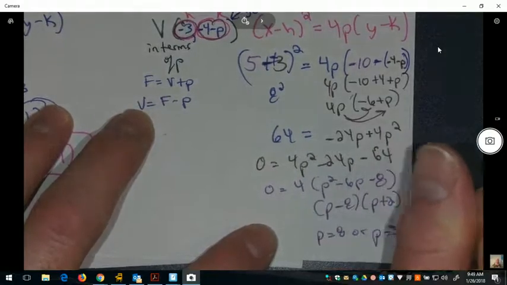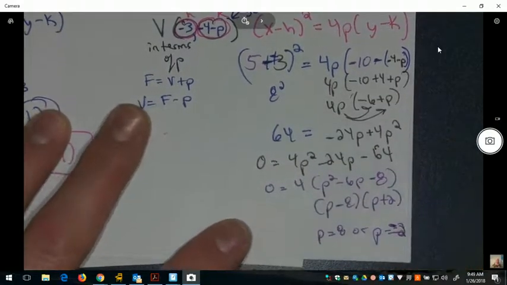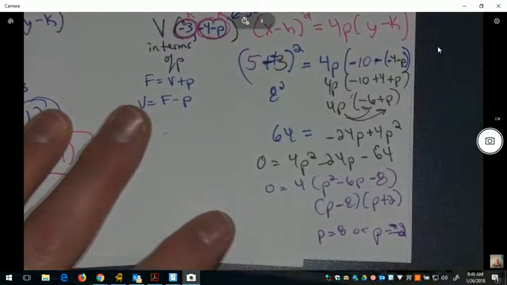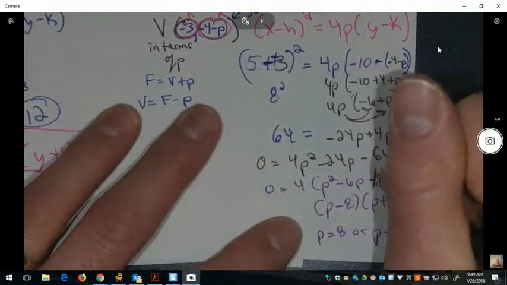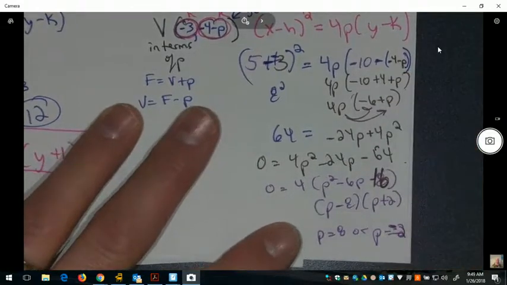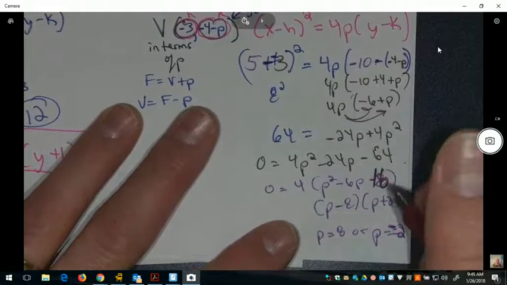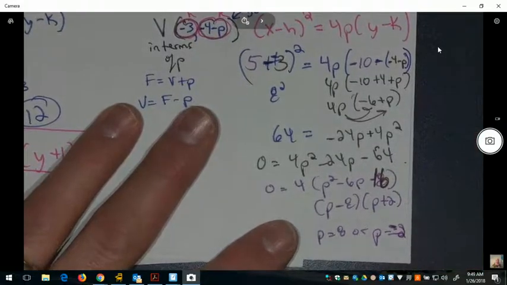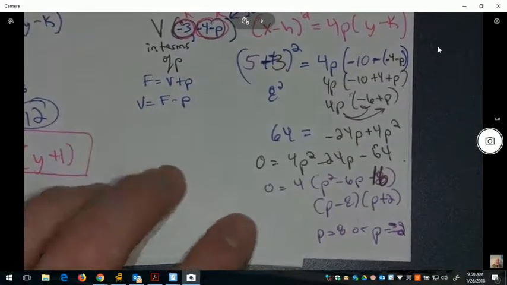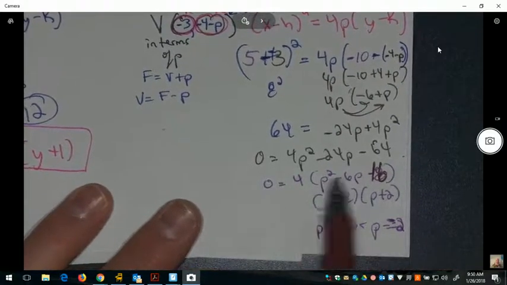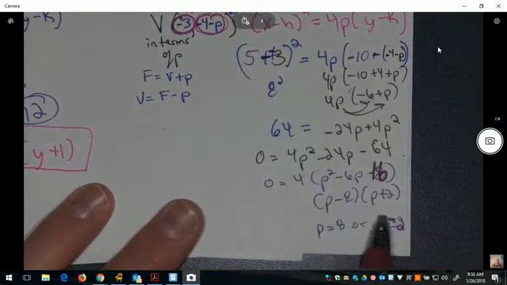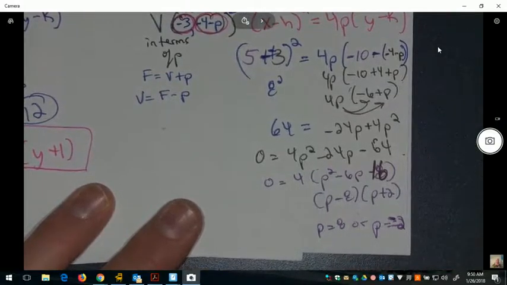Which direction was this opening again? Yes, sir. Wouldn't that -8 be a -16? Yes, it would be. What am I doing? Sorry. 64 divided by 4 is 16. Thank you. Which is why I get the 8 or -2. I was jumping ahead. Sorry. My head was factoring before I finished writing out what I was writing. So it's either 8 or -2.